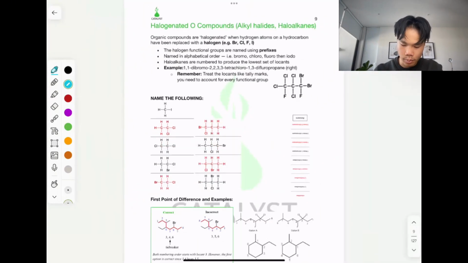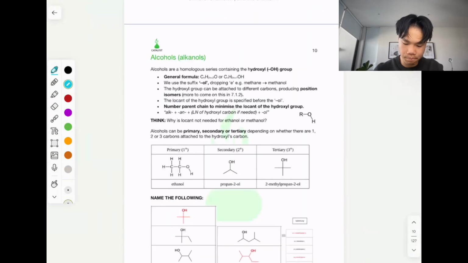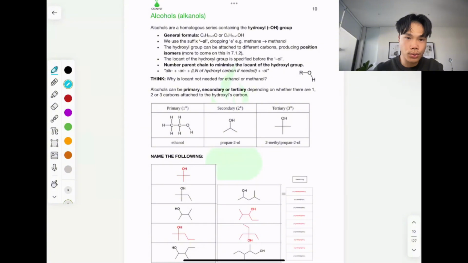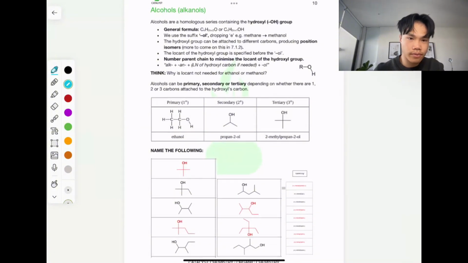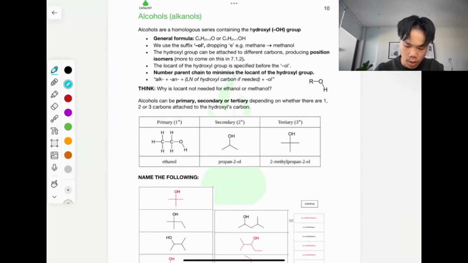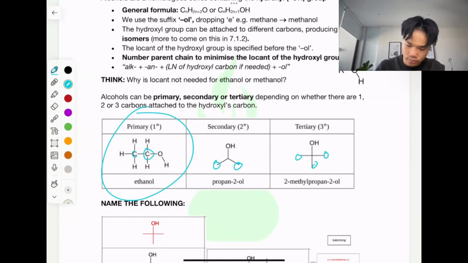Halogenated organic compounds, alkyl halides, haloalkanes. Basically, the prefix is halo, so bromo, chloro, fluoro, iodo. Be able to place those in front. Alcohols have a hydroxyl group, so nothing too crazy here. Be able to separate primary, secondary, and tertiary alcohols. Primary alcohol having only 1 carbon attached to the carbon attached to the hydroxyl, secondary having 2, and tertiary having 3.